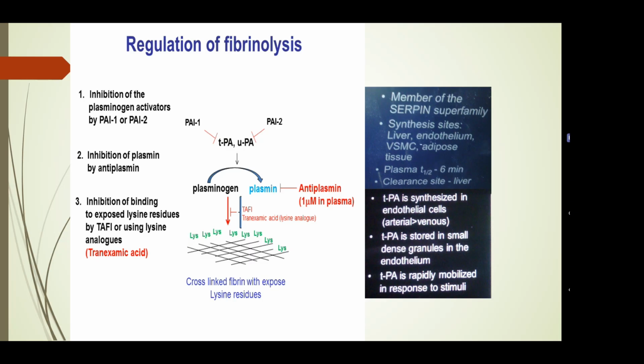So tissue plasminogen activator, TPA, is synthesized in endothelial cells. It's also stored in small dense granules in the endothelia. TPA is rapidly mobilized in response to stimulus.